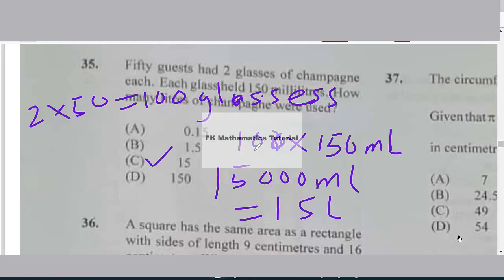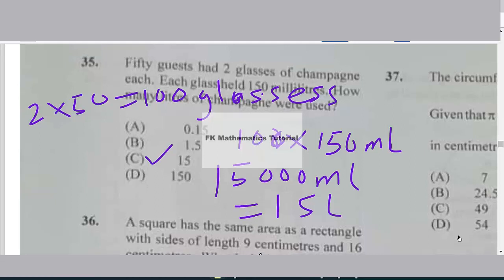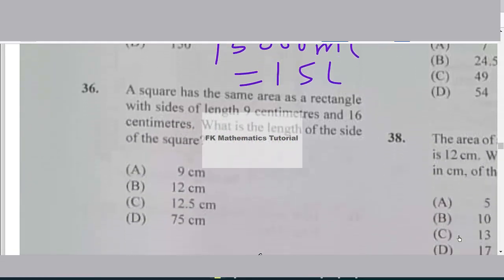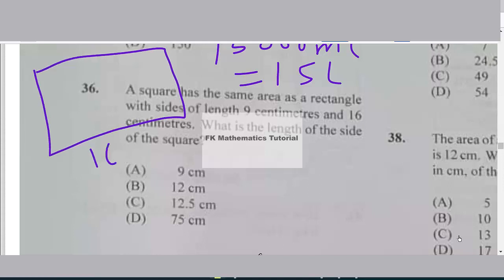Number 36, a square. A square has the same area as a rectangle with sides of length 9 centimeters and 16 centimeters. So we have 16 and 9. Then the square has the area L squared. So it's supposed to be equal to the area of the rectangle, which is length times width.